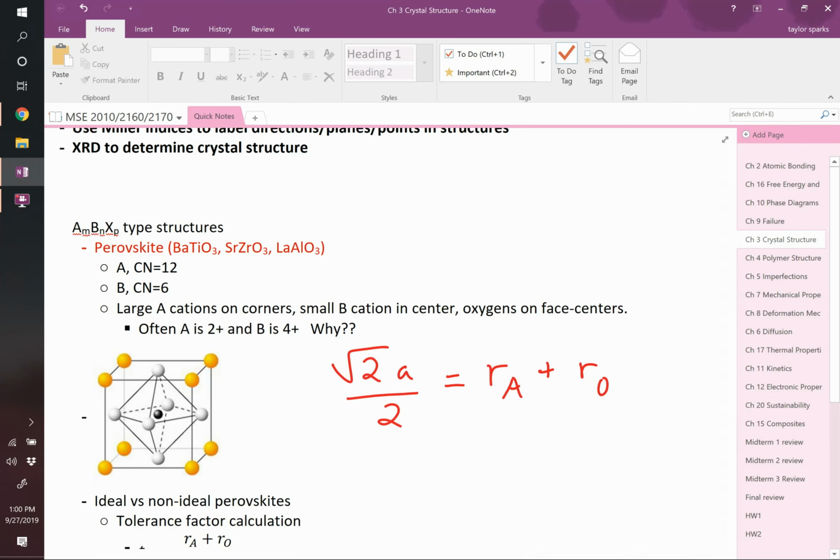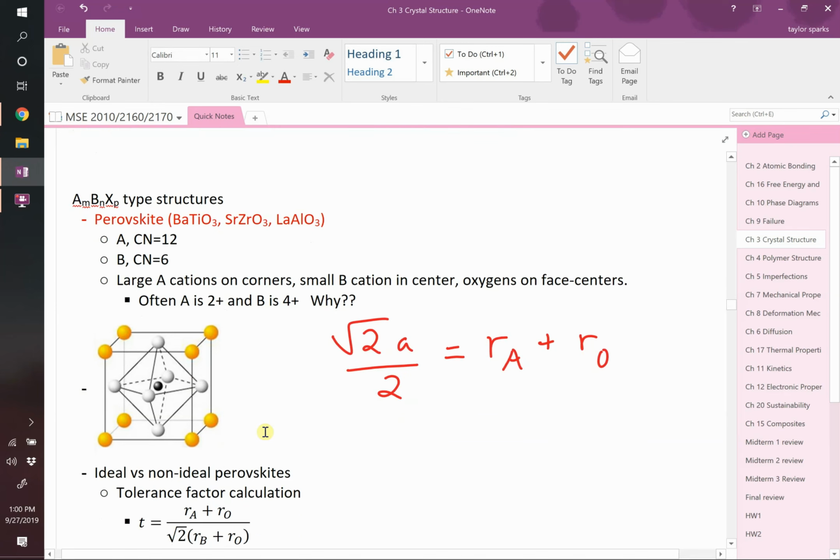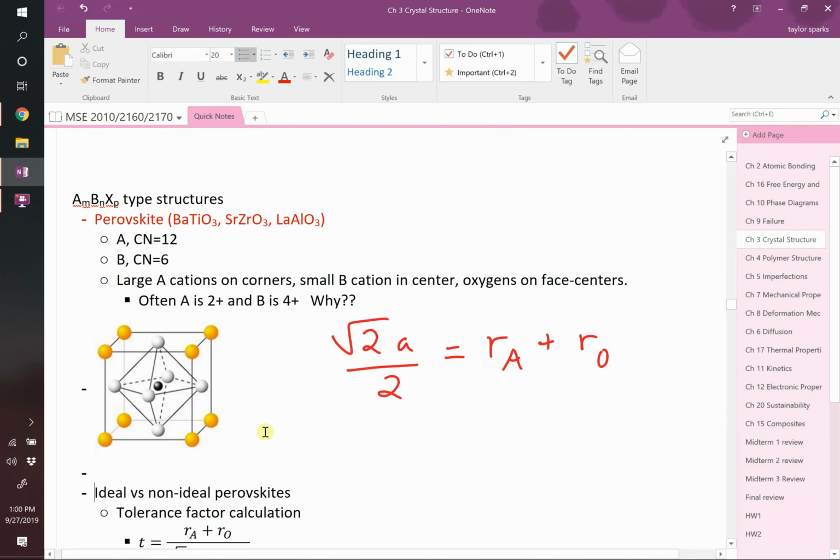But we could also calculate a in terms of the B and the oxygen, okay? And we would say that they connect from the bottom up this way, right along the body, right through the cube, right? So from the bottom halfway up, that's half of an a, right? That's a over 2.